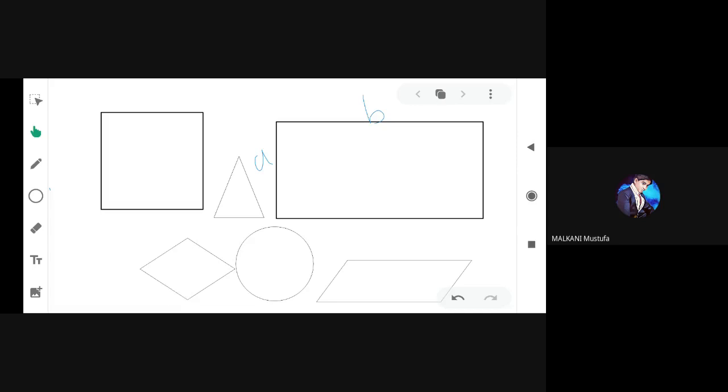Now perimeter of parallelogram. Parallelogram and rectangles are similar because opposite sides are equal. And opposite sides are equal means what is the perimeter of parallelogram? 2A plus 2B. Right? Okay. Now perimeter of circle.